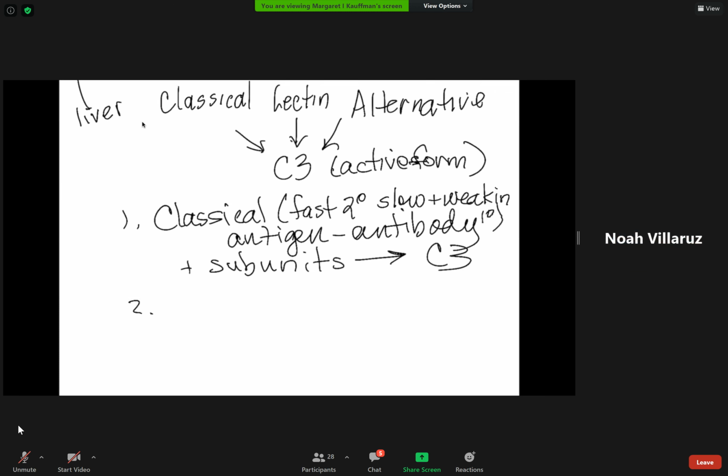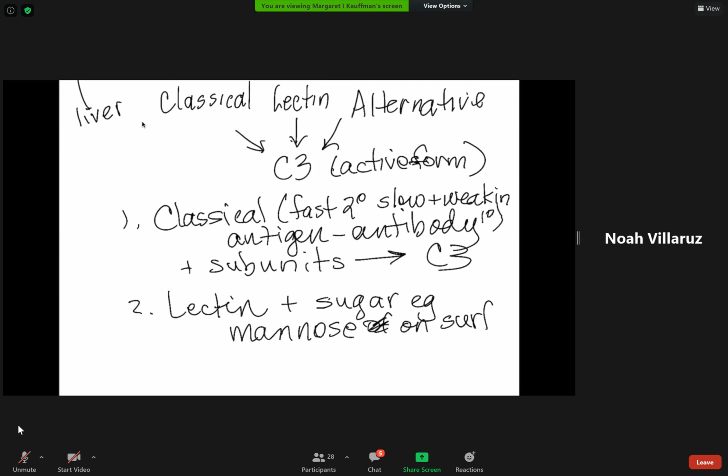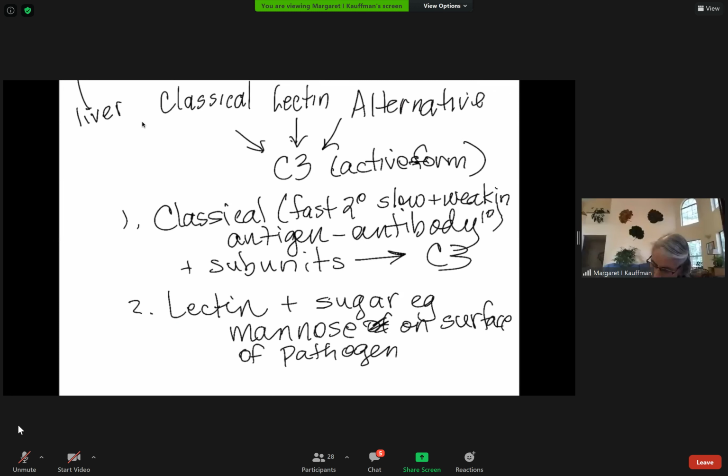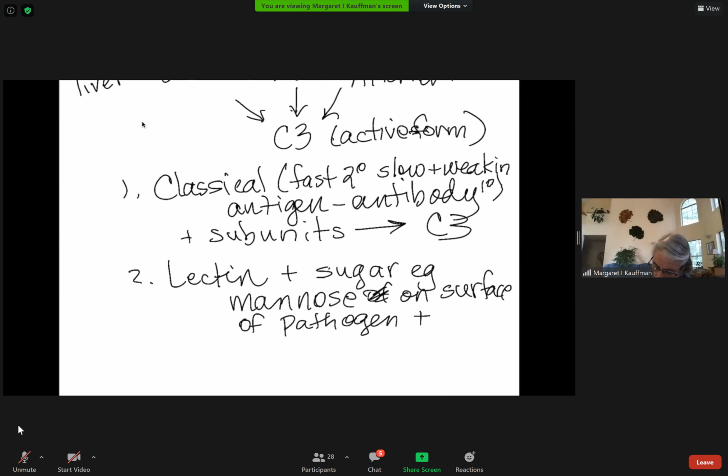Okay, what's the next one that we... So the second one is the lectin pathway, which is activated by lectins binding to specific sugars on the microorganism surface. Specifically, a common sugar would be mannose. And this one does require a cellular organism. Lectin is also produced by the liver, and it's activated by macrophages. And then you need plus subunits, and you're going to get C3 again. Okay.